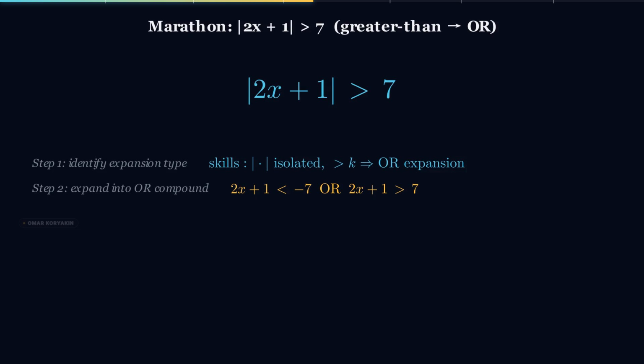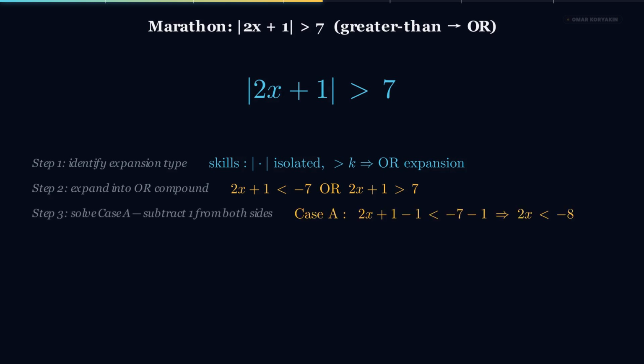Absolute value of 2x plus 1 greater than 7 expands into the OR compound: 2x plus 1 less than negative 7 or 2x plus 1 greater than positive 7. Two cases joined by OR, ready for parallel solving with the Lesson 5 inequality procedure.